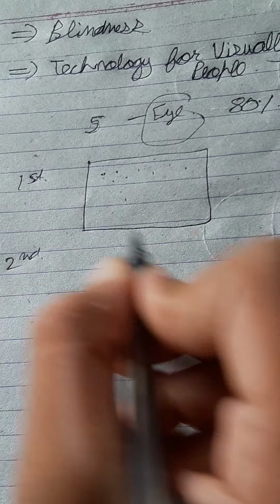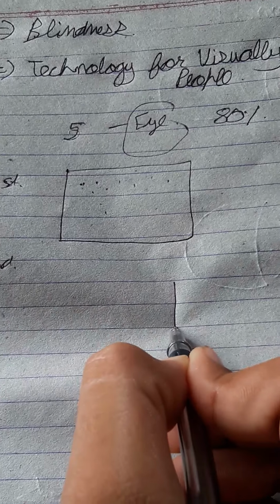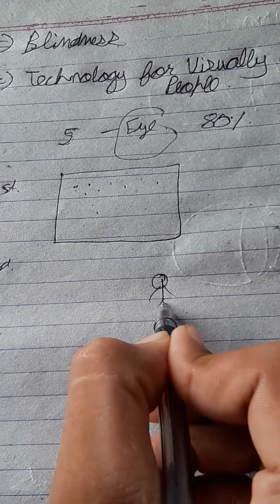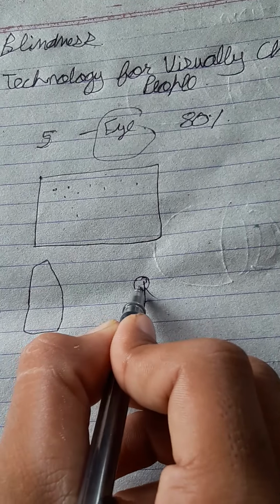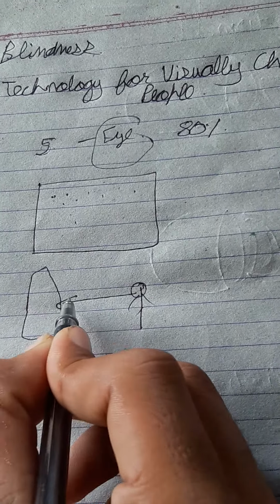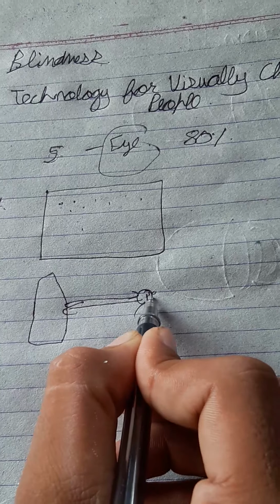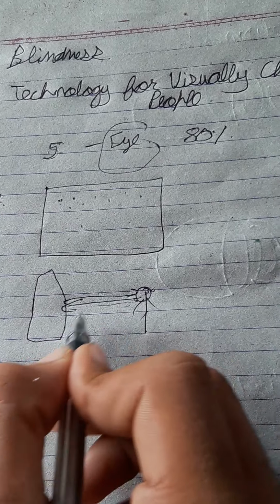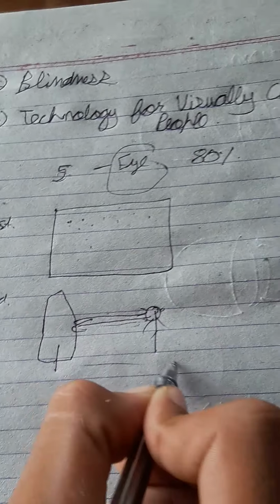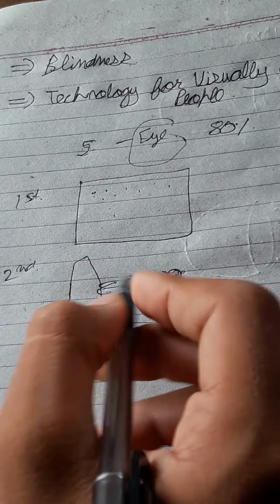The second method: suppose a person who is blind is standing here, and there is an obstruction or a wall here. He produces a sound which travels and comes back, and he hears it. He calculates the time taken by the sound to travel and calculates the distance between the wall and himself. He can calculate that way also.